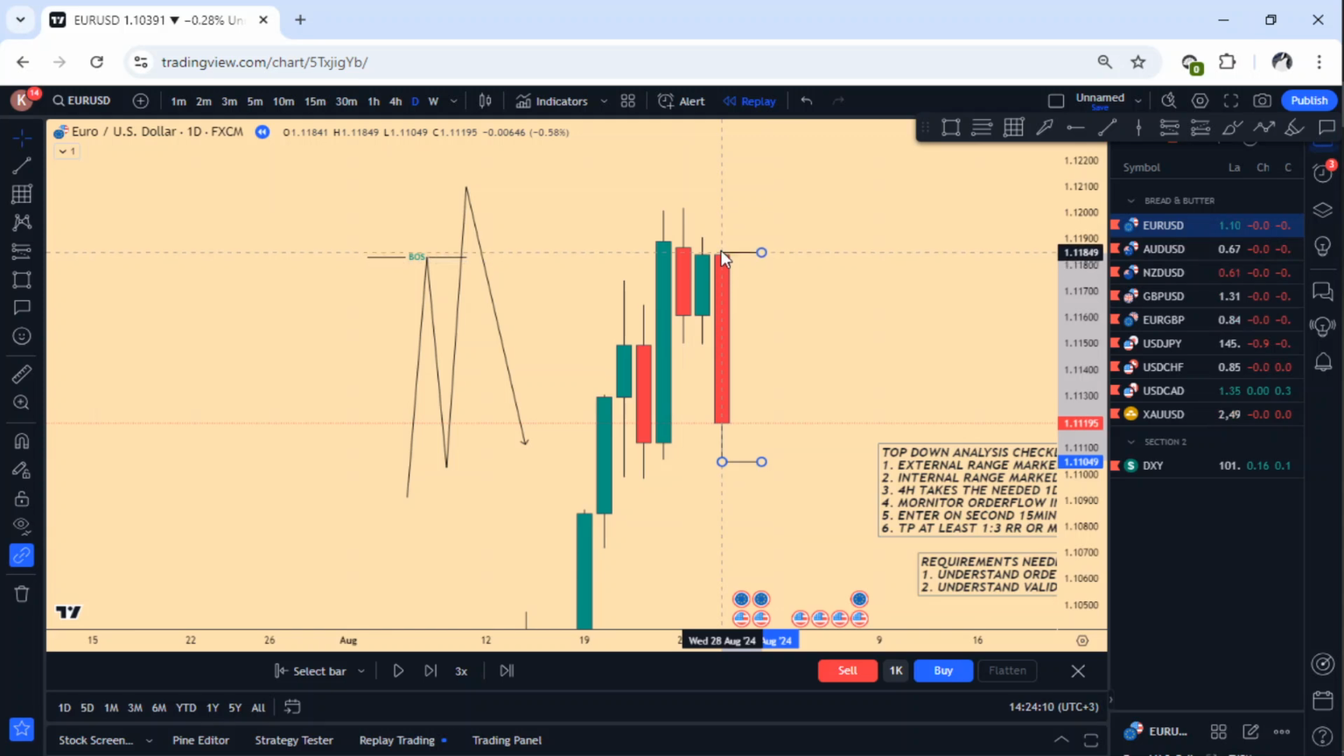Now those ones that I've just explained here are extremely technical, and therefore if you don't understand, try and watch my videos. You will see where I explain valid pullbacks. So the valid pullback is here and then here, but now what about the order flow?